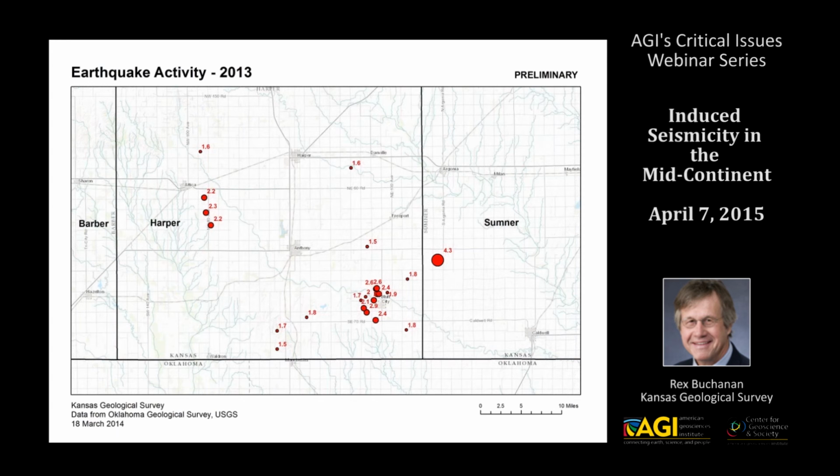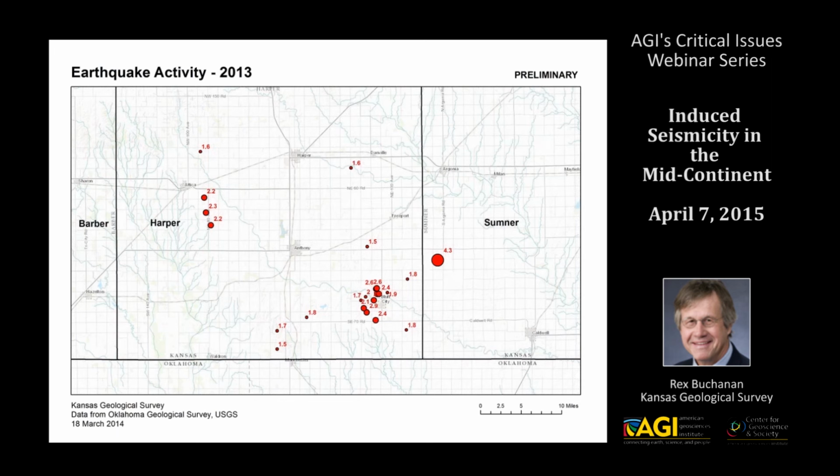When Oklahoma began to see activity in 2011, we really didn't see anything until 2013. In September of 2013, we began to see these events mostly in this area of, like I said, Harper County to the west, and then in this area, sort of southeastern corner of the county. This is really the largest event that we saw. That was in December of 2013, a 4.3 right on the edge of Sumner County.